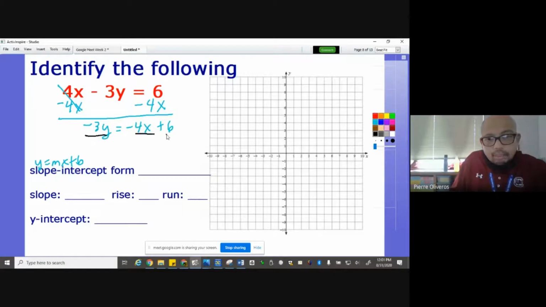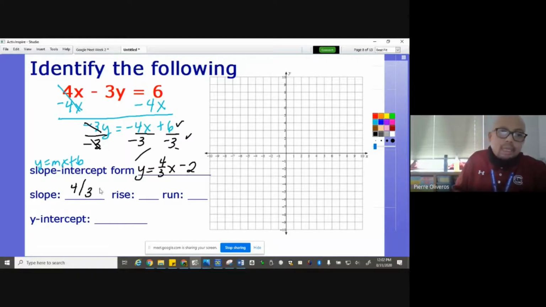Here, I'm going to divide everything by negative 3. This cancels out, so y is by itself now. Negative divided by negative is positive, so this will be 4 thirds x. 6 divided by negative 3 is negative 2. And that's my slope intercept form. The slope here is 4 thirds, because that's the number beside x.